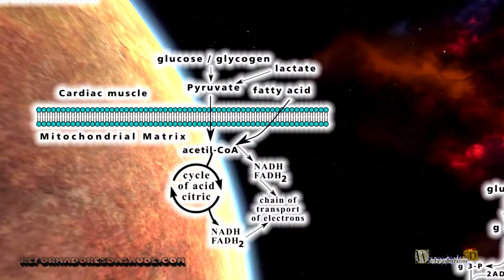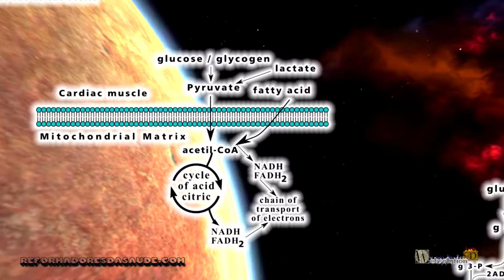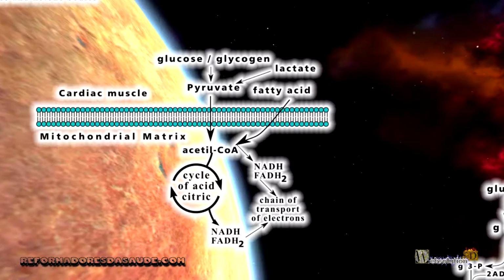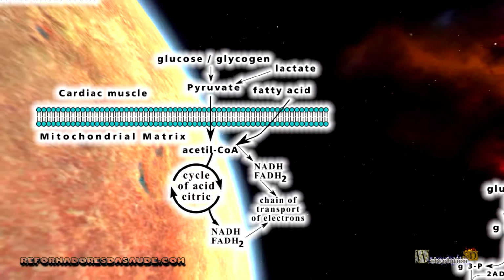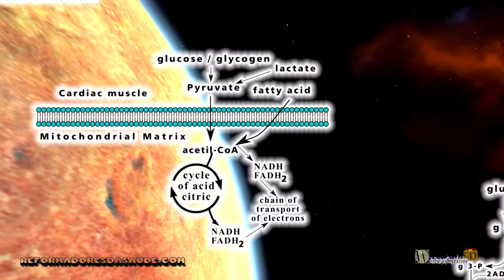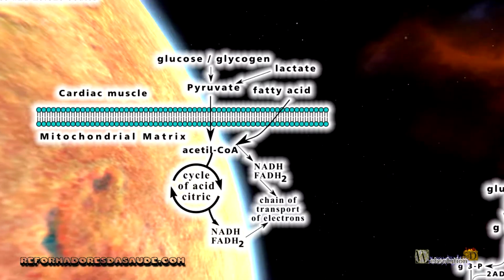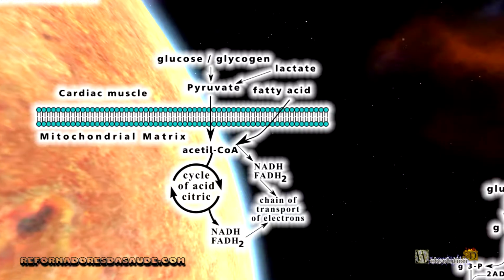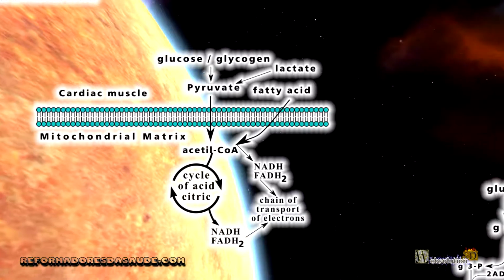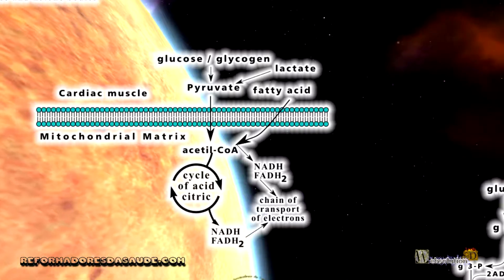The heart muscle is sensitive to pH reduction, so it would not be good to use fermentation, so most of the heart muscle energy comes from fatty acid. But at a high glucose concentration the heart can use pyruvate from glucose, and lactate from skeletal muscles.